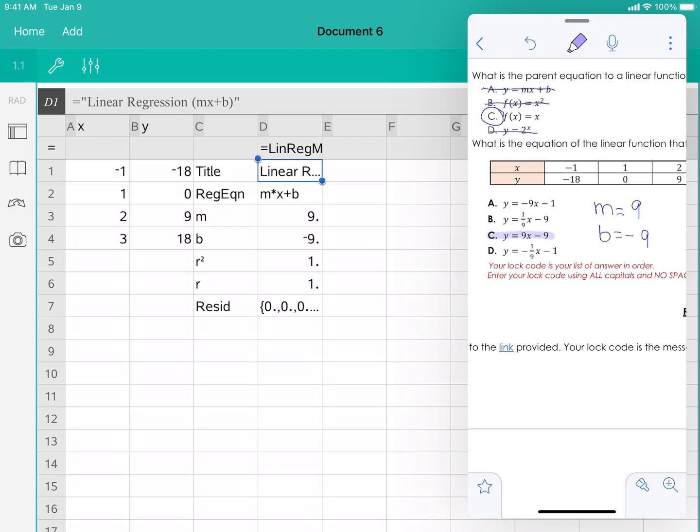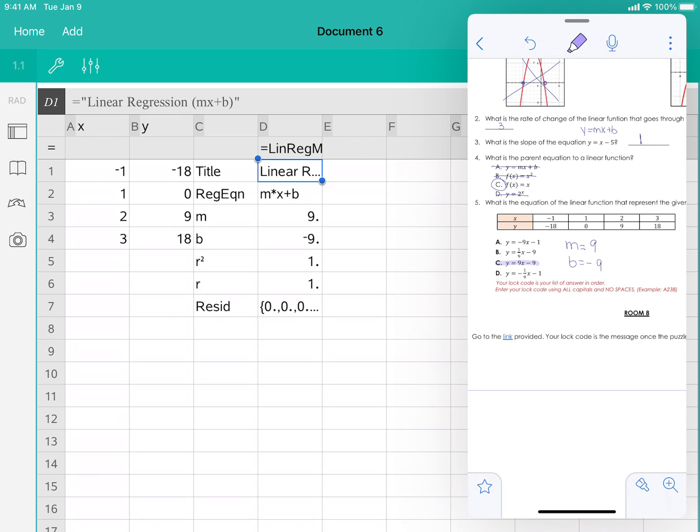Okay, so this is your review for test number 3. If you have any questions, please make sure you ask your teacher for help. We're here to help you before the test.